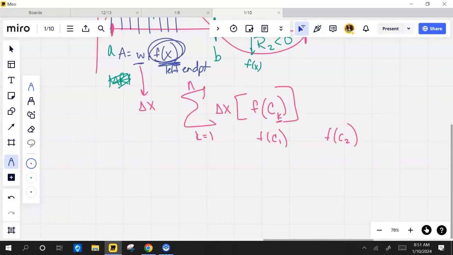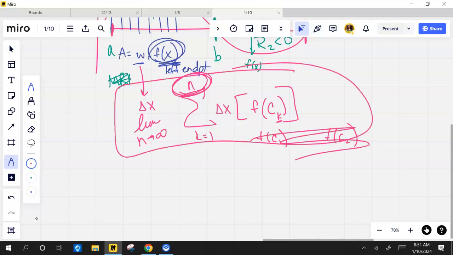Remember we talked about the actual area is if I can get this to be as big as possible. So the actual area is going to be if in front of this I throw in this little limit. If I say the limit as n goes to infinity, so if I can get an infinite number of rectangles, I can actually get the area. This is the equation without this for the Riemann sum. And we're going to relate that back to the actual integral in just a second.